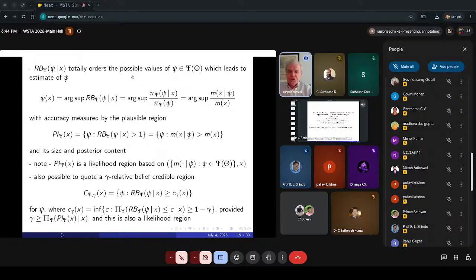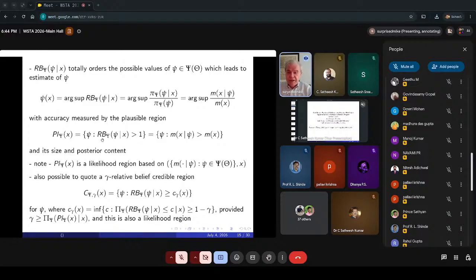And the relative belief ratio totally orders them, so I get the estimate by taking the maximum of the relative belief ratio for psi, which of course is just the supremum of that likelihood function, which is the MLE with respect to that likelihood function. So the MLE, even though some people think it's not a Bayesian estimator, is a Bayesian estimator. It's the value of the parameter of interest, here psi, that has the most evidence in its favor, which is an alternative justification for the maximum likelihood estimator.